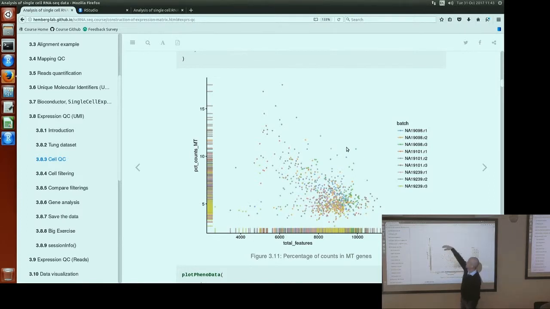But there are some cells which are quite high. These two cells, for example, contain more than 15% of counts in mitochondrial genes. And if you remember, the number of mitochondrial genes that we defined was like 10, right? So 10 genes, but they contain 15% of counts. So something could go wrong in those cells, right? So we want to remove them. So that's how we evaluate the dataset quality, by looking at mitochondrial genes.